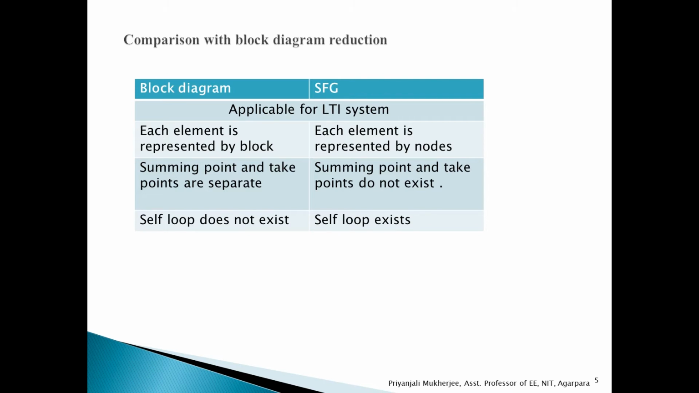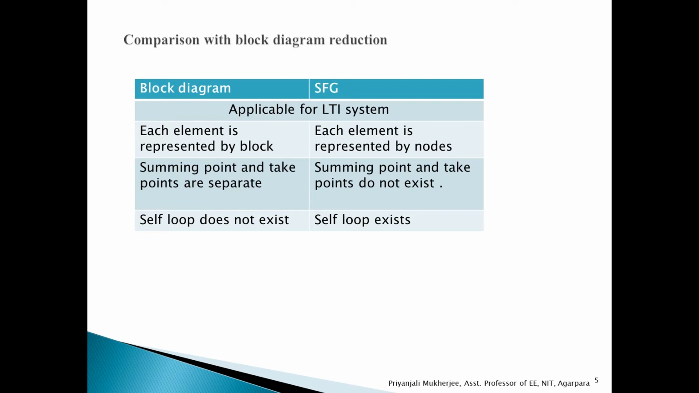So this is a comparison with the block diagram reduction. Both are applicable for linear time invariant systems. In block diagram reduction each element is represented by a block, whereas in signal flow graph each element is represented by the nodes. The summing point and takeoff points, which are separate in case of block diagram, are both eliminated by the nodes and branches in case of signal flow graph. In block diagram, there is no concept of self loop, whereas it exists in the signal flow graph. And the signal flow graph is a set of algebraic relations.